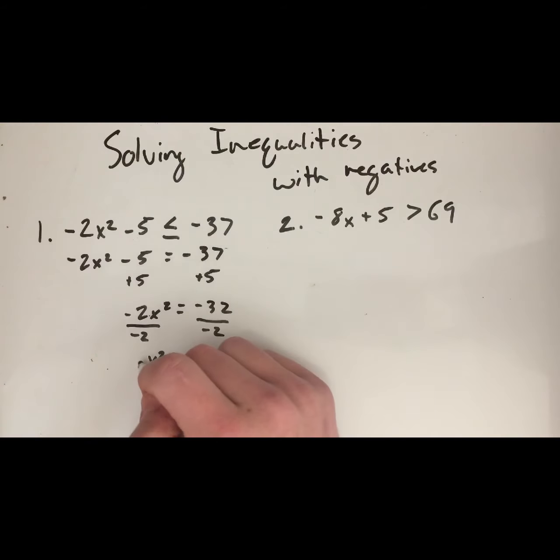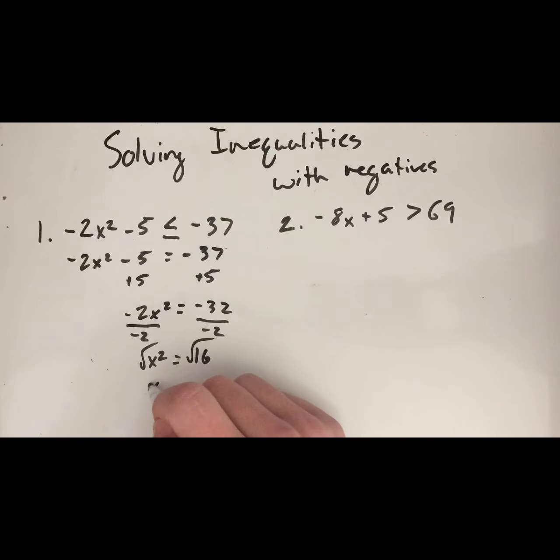Now to get rid of this square, what do you do? You take the square root. Do that on both sides. X is equal to 4. Now there's your answer algebraically.